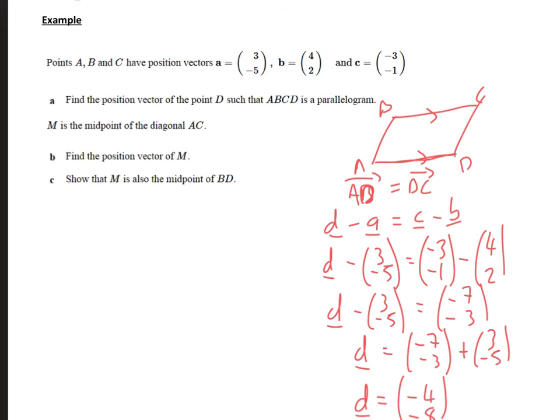Now, instead of using A to D, I could have used C to D, which is equal to B to A. I could have done that as well. That equally would have worked.